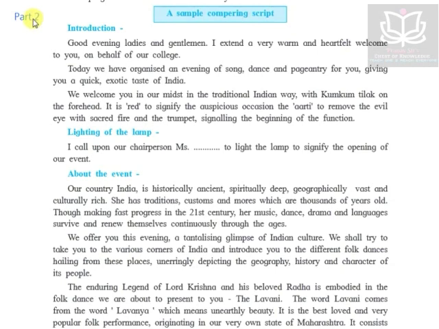So in the first part we have seen the icebreakers and the explanation. Now we have a sample of the comparing script. So let us see. First is the introduction.